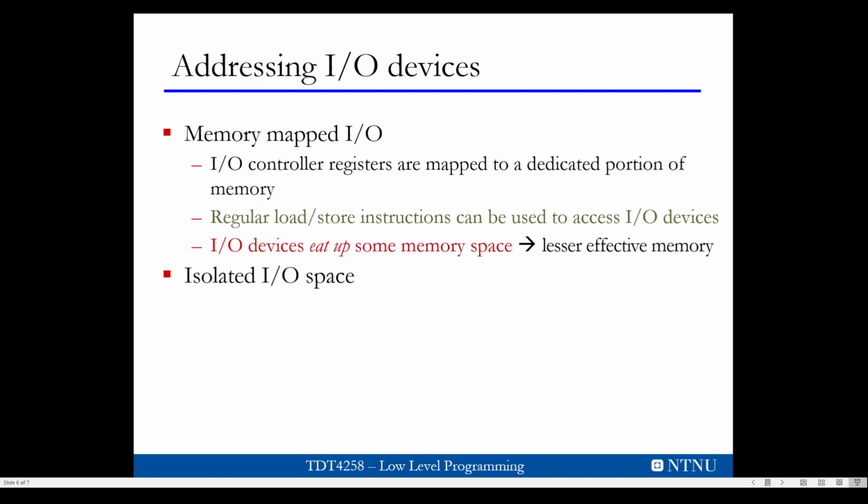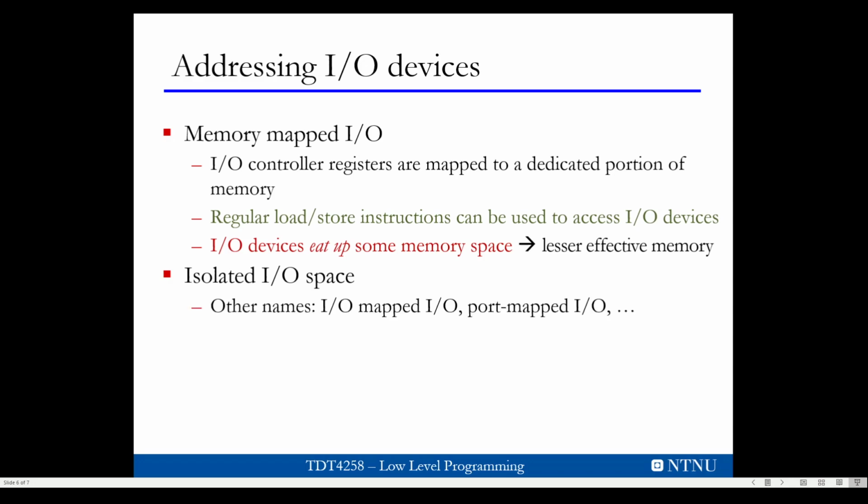However, the downside is that I/O devices eat up some of the memory space, giving us lesser effective memory. For example, in our case of 1 megabyte of memory, some of the space is allocated to devices, so we cannot have memory at that space. So the effective memory that we are left with is less than 1 megabyte.